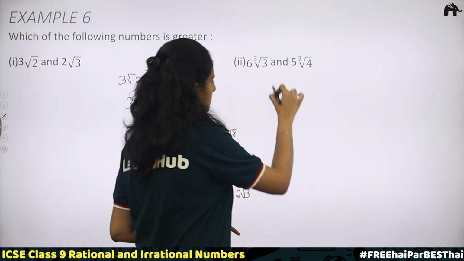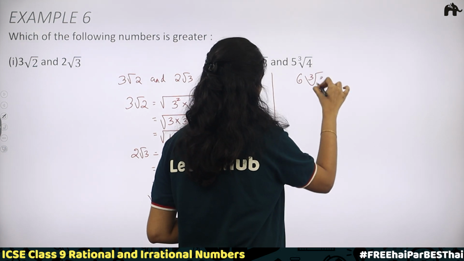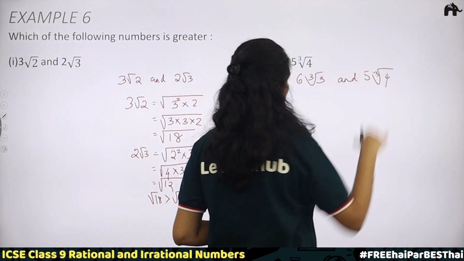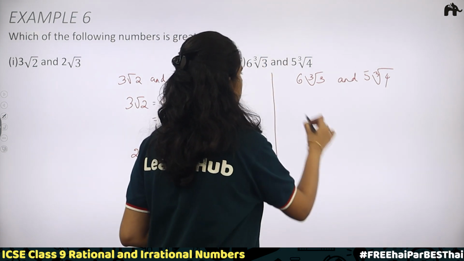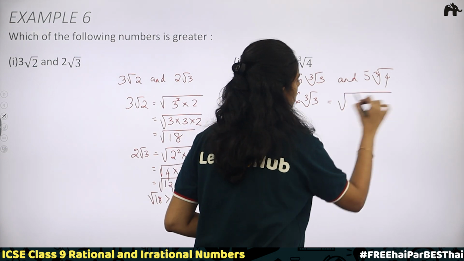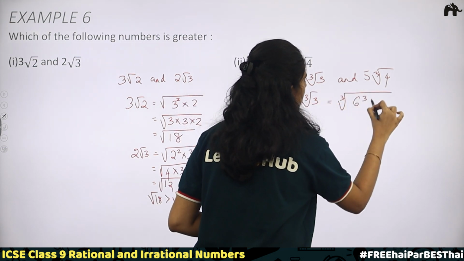Now the second one, 6 cube root of 3 and 5 cube root of 4. 6 cube root of 3 can be written as cube root of, 6 is taken inside, then it becomes 6 cube into 3.